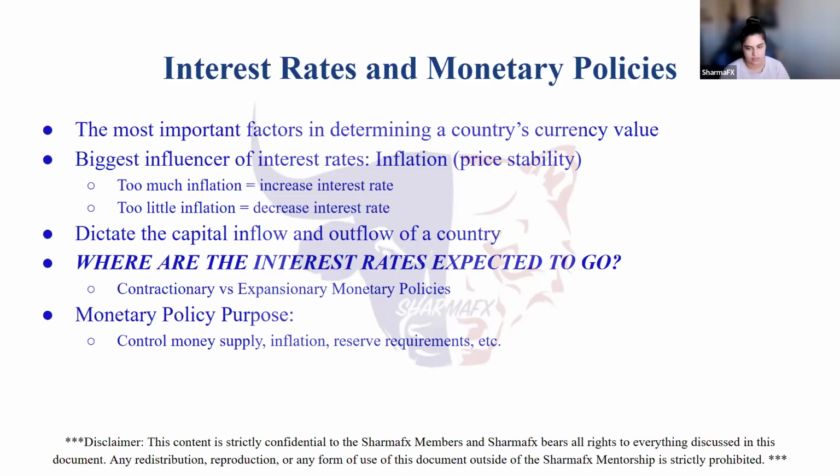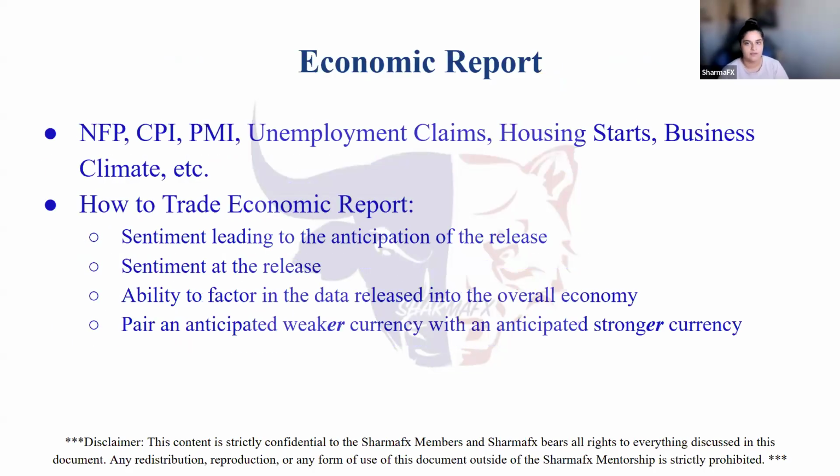Inflation, reserve requirements, etc. Those kind of things. Then you have economic reports. This is more of your macroeconomics data that we're talking about. Your NFP tells you about employment. CPI tells you about inflation. PMI data, that's the Purchasing Managers Index. So manufacturing or the services side, it's going to give you information on that. Unemployment claims, again, employment, housing starts, business climate, etc.